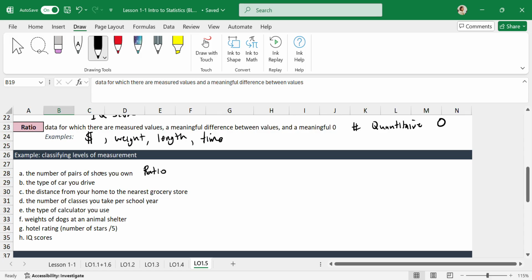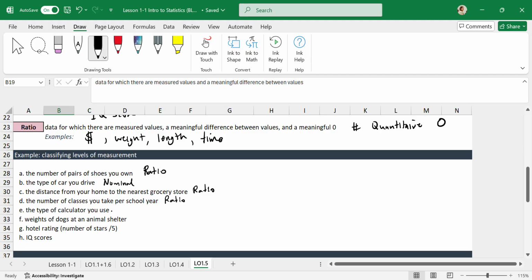The type of car you drive. Toyota, Chevrolet, Ford. Does it matter the order? No. So that would be nominal. Distance from your home. Anything with length is ratio. The number of classes you take per school year. Again, that's a number. You count it, and if you take 0, you actually are not taking any classes. So again, that would be ratio.